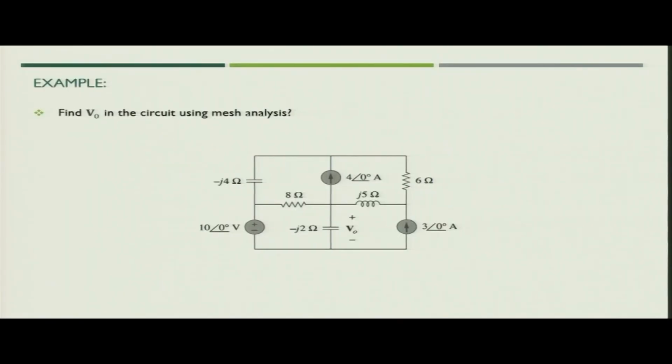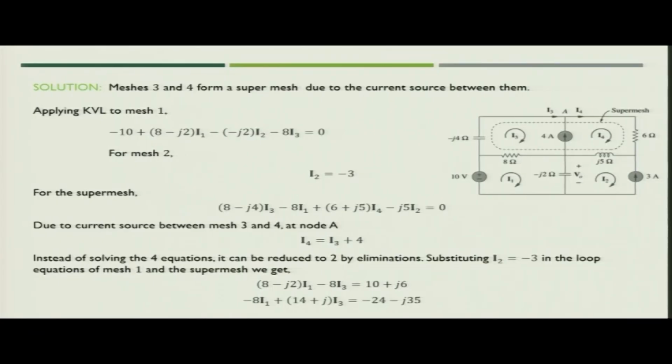So, next let us try to find out the value of V naught in the circuit using mesh analysis. So, what we will do here? We see first that we have one current source coming between two meshes, that is between two loops. So, what we can do? We can create a super mesh, because if you have current source between two meshes, we can create super mesh and solve it. So, we will utilize that concept. So, meshes 3 and 4 will now form the super mesh due to current source between them.